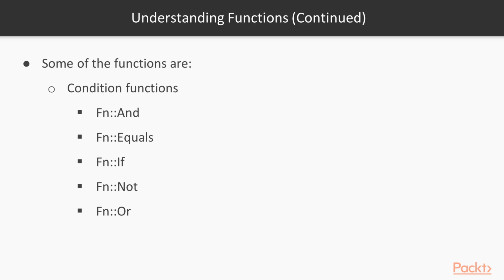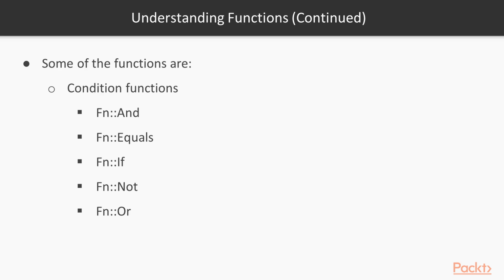These are conditional functions, where you have and, equals, if, not, or. So these are condition based functions. Then you have the function of select, and along with that you have a few more functions available. In today's video, let's discuss a few of the functions. We'll primarily be discussing the function of base 64. We'll also discuss the function of get availability zones as well as the function select.